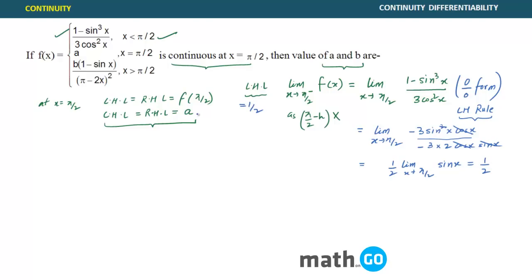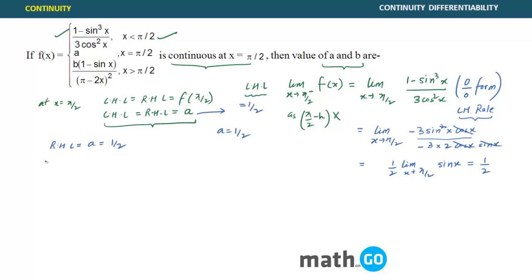And in fact, if you see, you can directly see that you have got the answer for A. So you can say A is equal to 1 by 2. Why? Because LHL was equal to A, right? Now you need to calculate RHL also, because that now contains the B component. And we know that RHL should be equal to A, and we have got A as 1 by 2. So this should be 1 by 2.